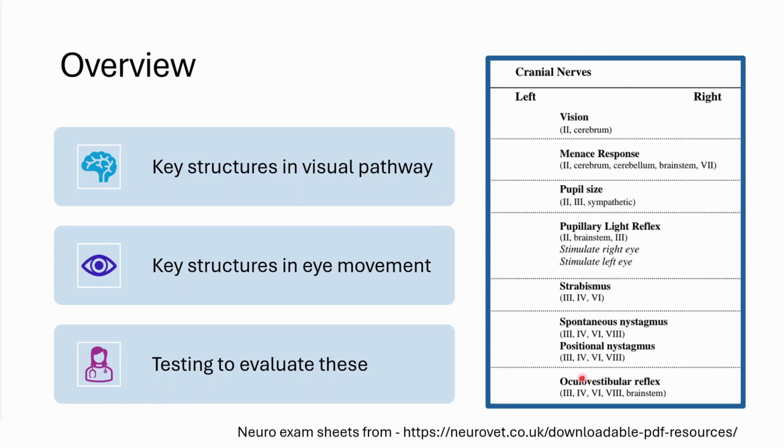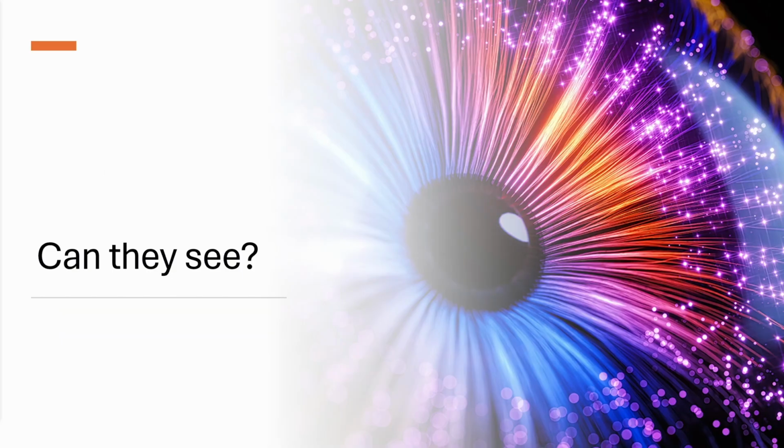Now, this is a section of my neuro exam sheet which can be downloaded from my website neurovet.co.uk, and this is the test that we're going to talk about here. The first one is, can they actually see? Do the animals have vision, and is that vision present in both eyes?